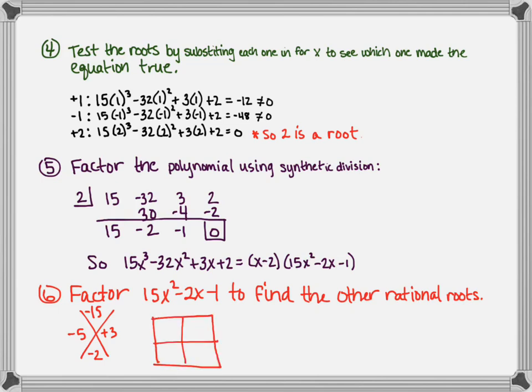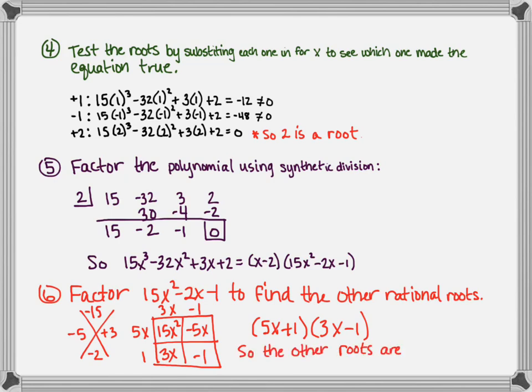Let's make our box. In the top left, we put the first term, 15x squared. In the bottom right, we put the last term, negative 1. And I'll put negative 5x here and positive 3x here. In the first row, my greatest common factor is 5x. In my second row, my greatest common factor is 1. In my first column, my greatest common factor is 3x. In my second column, my greatest common factor is negative 1. So we have the factors 5x plus 1 and 3x minus 1.